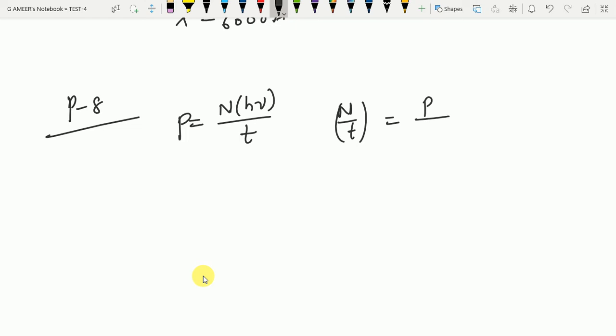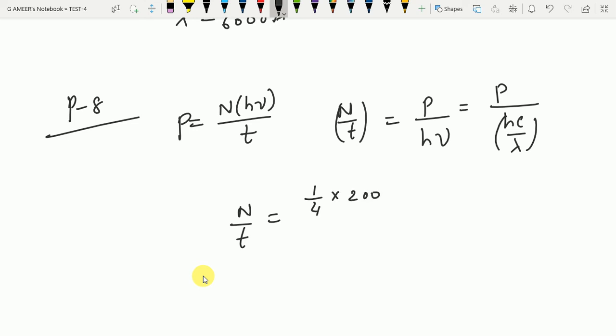That is equal to P divided by h nu. So we need to calculate P divided by h nu, where h nu means hc divided by lambda. So the number of photons incident per unit time: out of 200, only 25% means only 1/4 of 200 is converted.